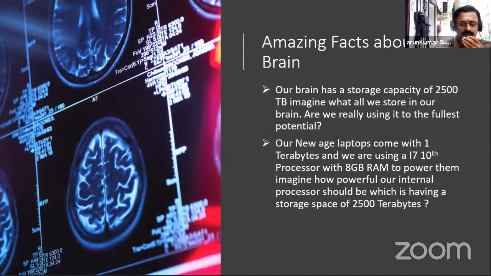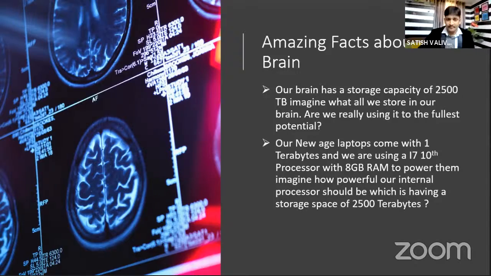Some amazing facts on the brain. Our brain has a storage capacity of 2,500 terabytes. I think everyone will be amazed at the capacity of our brain. Even a new age laptop with 2 terabytes will be struggling with a 10th generation i7 processor, etc. So think how powerful a processor our brain must have.